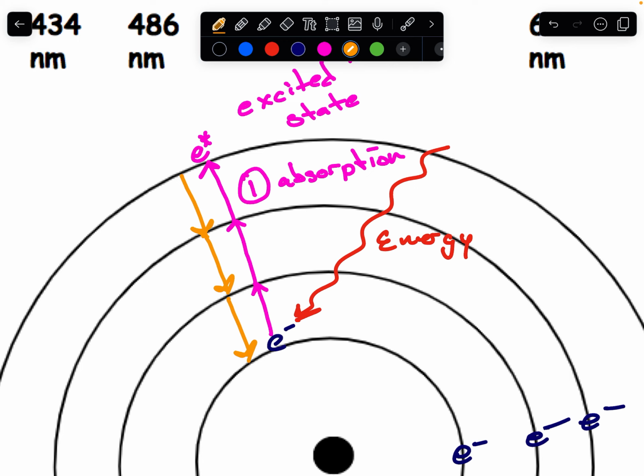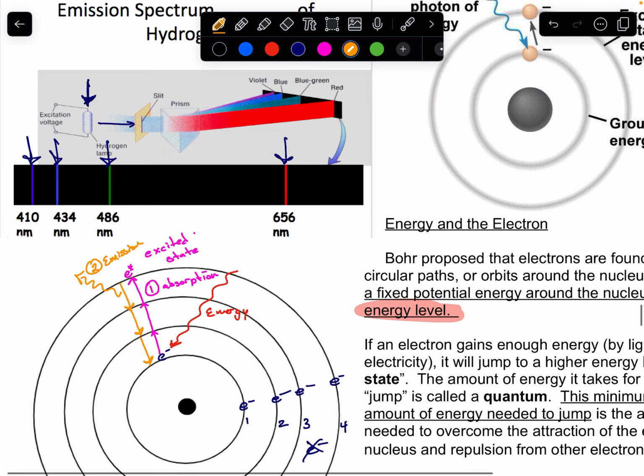When it does that, each time it's going to release some energy. Okay? So, step 2 is called emission. Okay? So that's where those lights are coming from, right? The electron absorbs energy, jumps up to an excited state, right? Can't stay there for very long, and so then it falls back down, and when it does, it releases that extra energy as light. Okay, so that tells us where the light's coming from.